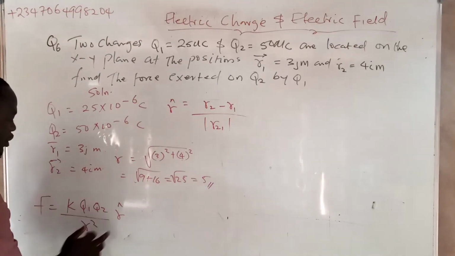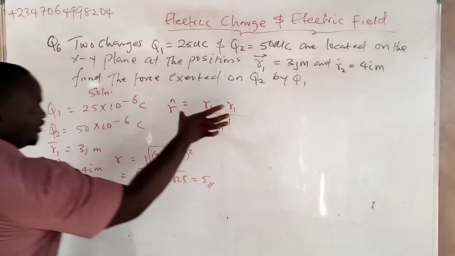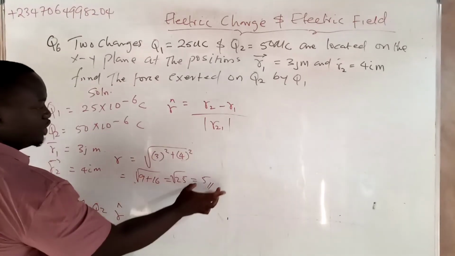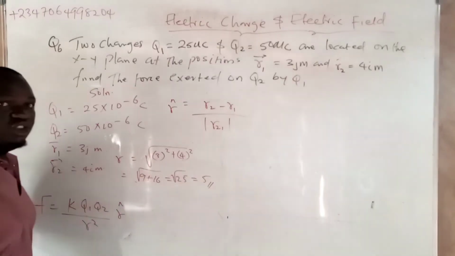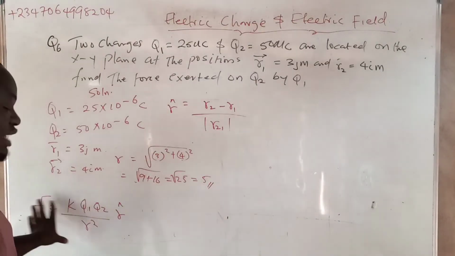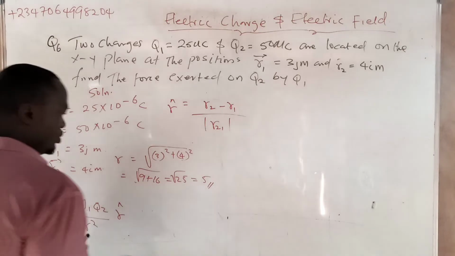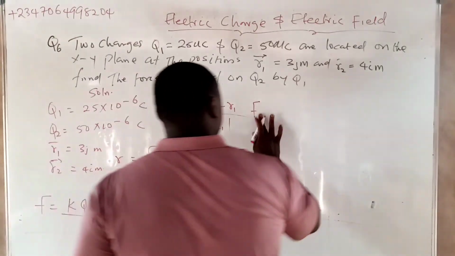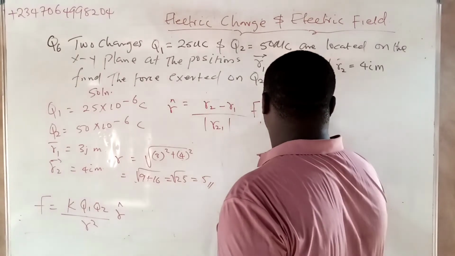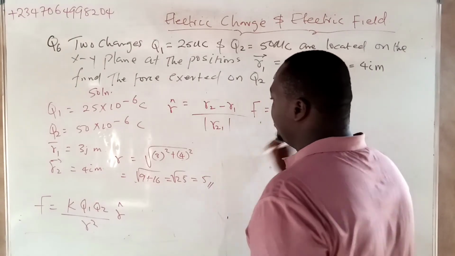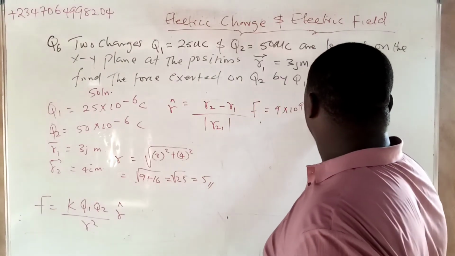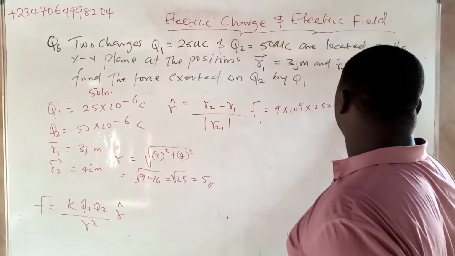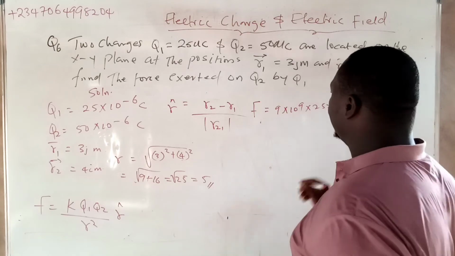So this is the formula we use. Why this unit vector? Look at the formula here. We have already gotten the resultant, which is 5. Now all we need to do is substitute and attach this formula. Your F is equal to 9 times 10 raised to the power of 9, your Q1 is 25 times 10 raised to the power of minus 6, your Q2 is 50 times 10 raised to the power of minus 6, right?